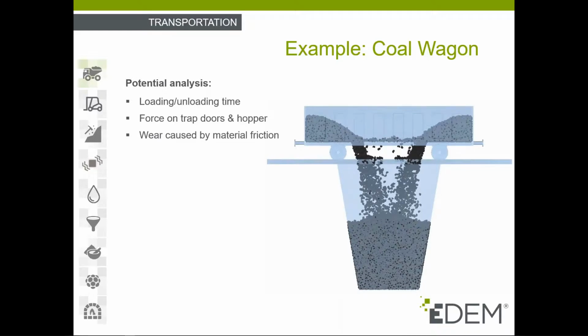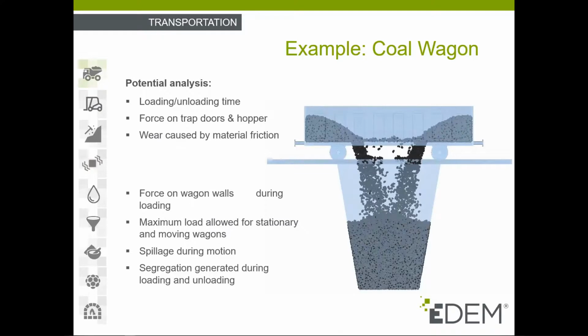Another important parameter is wear, that is caused by material friction. So it's important to understand the wear levels that will be expected on the equipment surface. And this will allow to plan maintenance periods, and also put into place solutions that minimize equipment damage. For example, using different materials or equipment design. So this slide also shows additional areas of analysis, such as spillage and segregation.